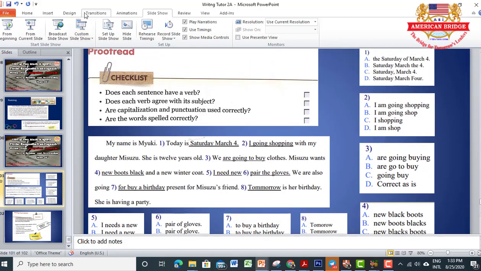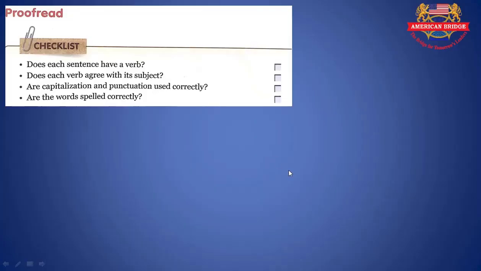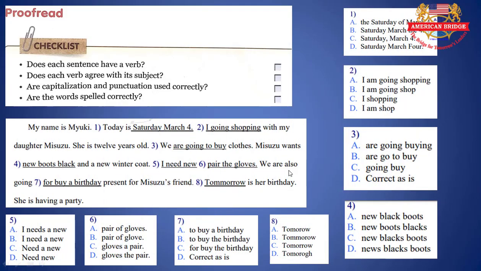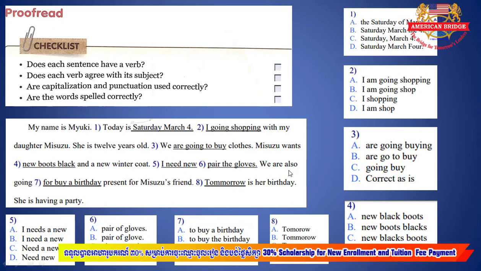So the right answer is letter C. Saturday, comma, March, and number 4. We have to add a comma here. This is the American style, everyone.